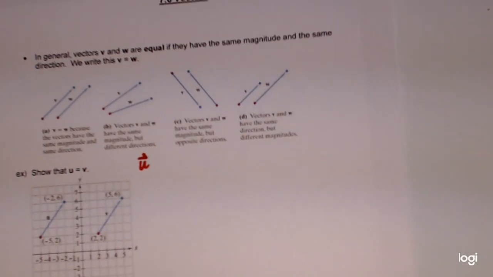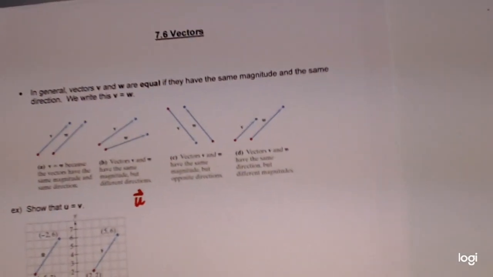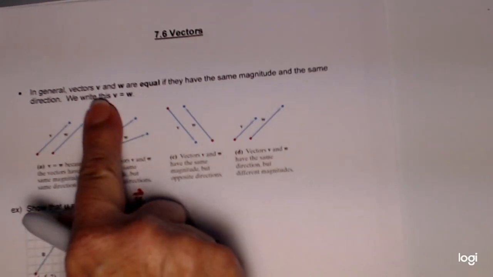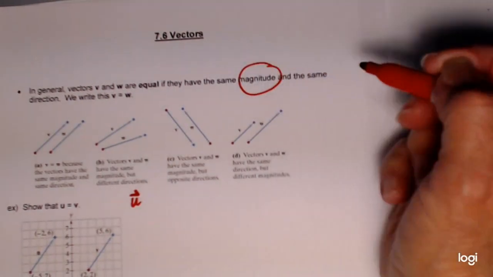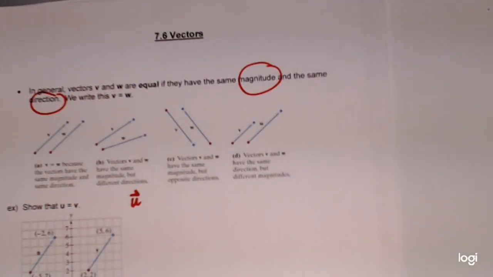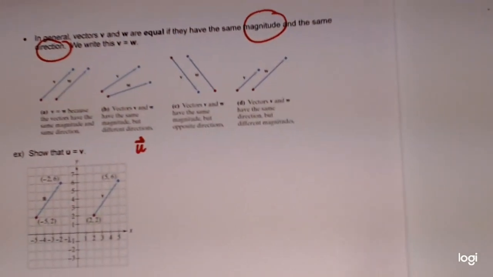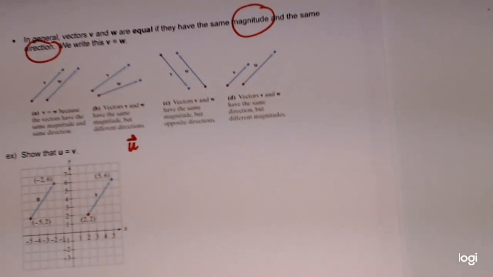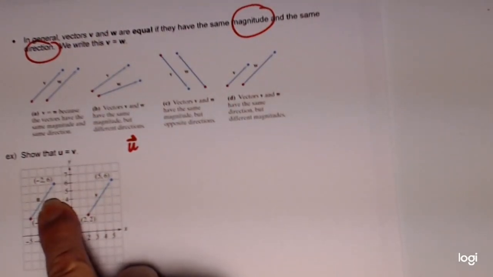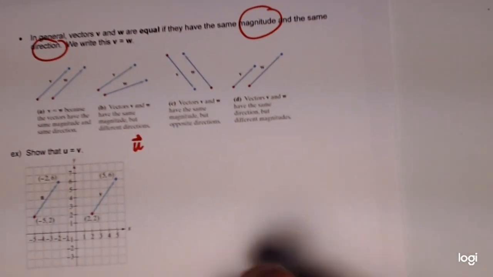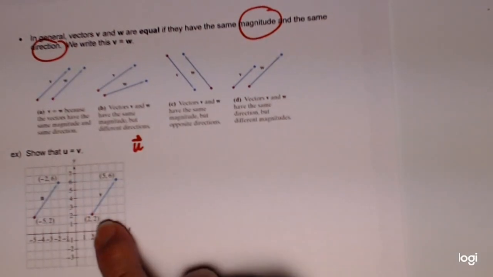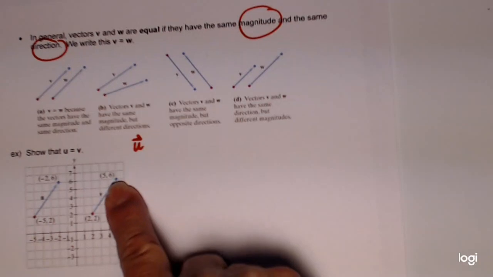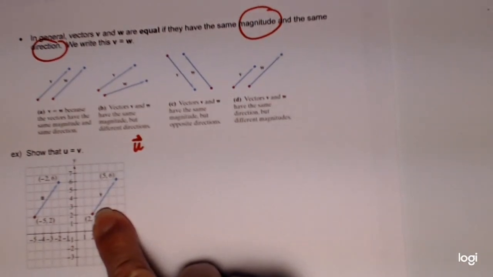If we come back here to the top of the notes and take a look, it says that in general, two vectors, in this case V and W, are going to be equal if they have the same magnitude and the same direction. So magnitude and direction are what we want to look at. And what does that mean? Well, magnitude is the length of it. So magnitude kind of represents a quantity. So the magnitude of U is going to be the length of this U, and the magnitude of V is going to be the length of V. So we're going to look at the magnitude, or the length of the vector.